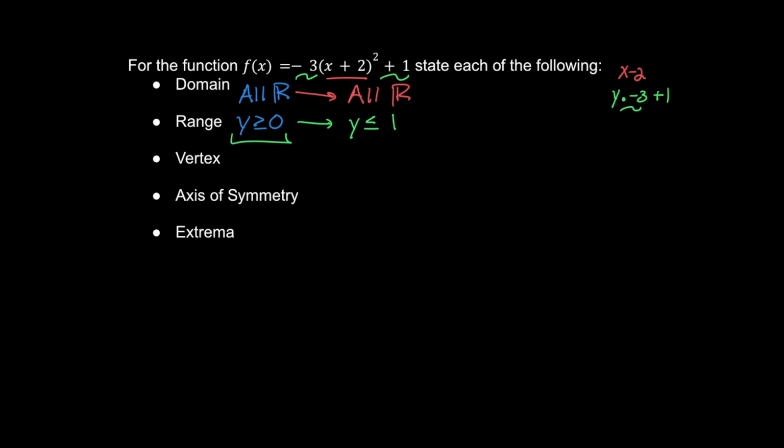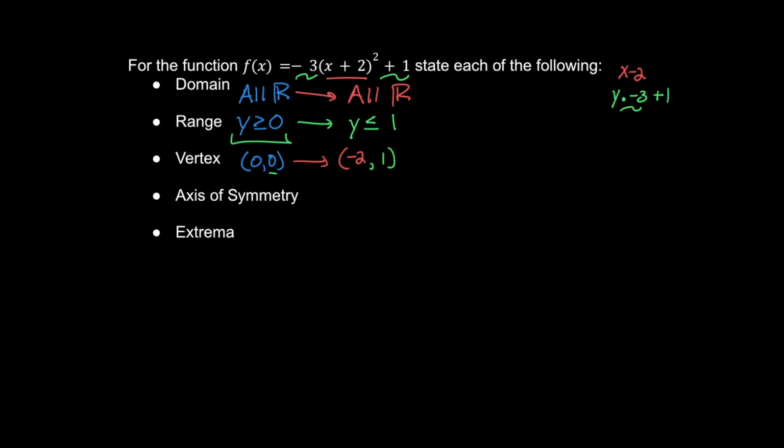The next we have the vertex. Vertex is typically at 0, 0. And we just apply our transformations to that. Even without looking at the graph, we can figure out what the vertex is. Our x transformation is to take x and subtract 2. So 0 minus 2 is negative 2. And our y transformation is to multiply by negative 3 and add 1. So 0 times negative 3 plus 1 would be 1.